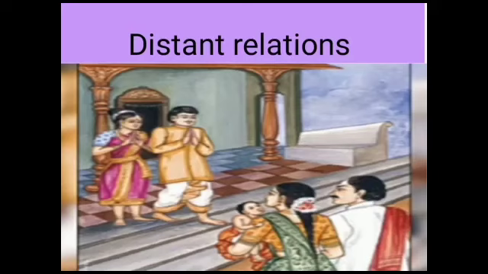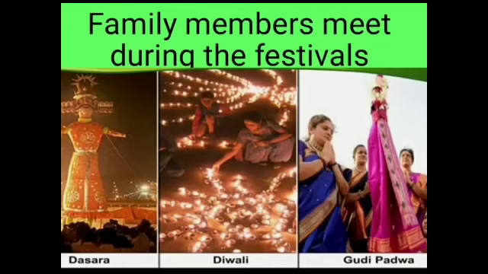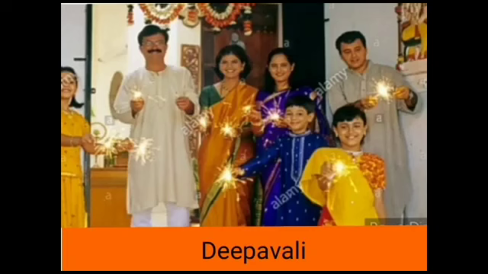The next one we see is about distant relations. Apart from our family members, some people come to our house. What should you do? You should welcome them. You should treat them properly. All the family members meet during the festivals. You celebrate festivals, right? Yes, they come during those festivals. Like Deepavali. On Deepavali, what do you do? You wear new clothes, burst firecrackers, eat sweets and celebrate with your family members.